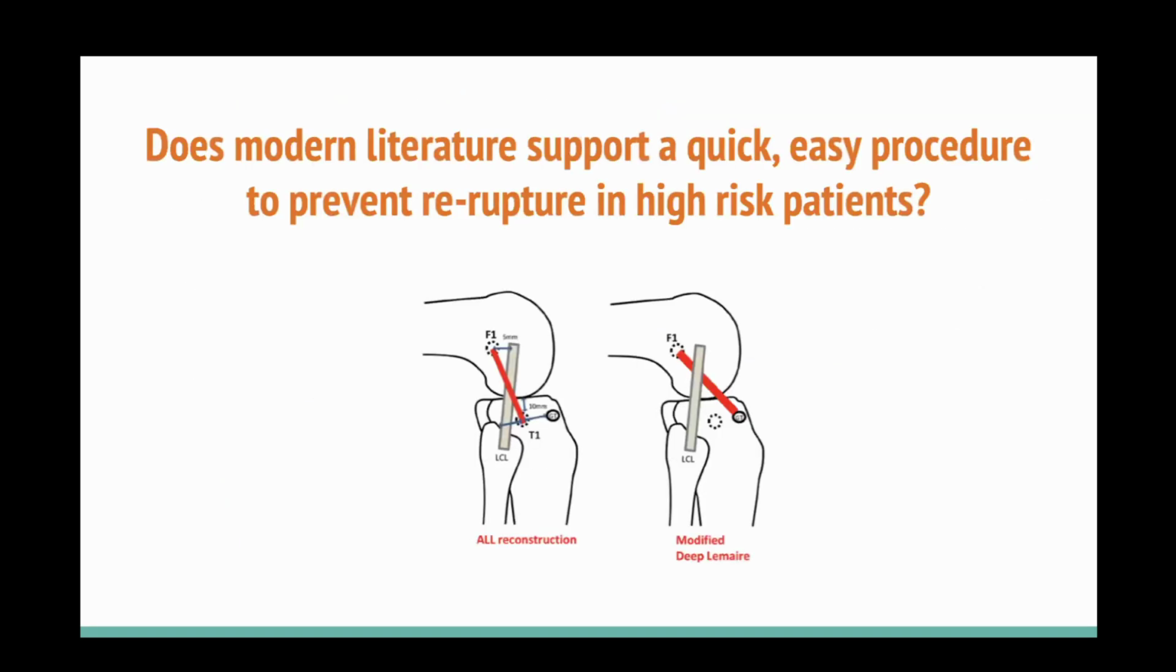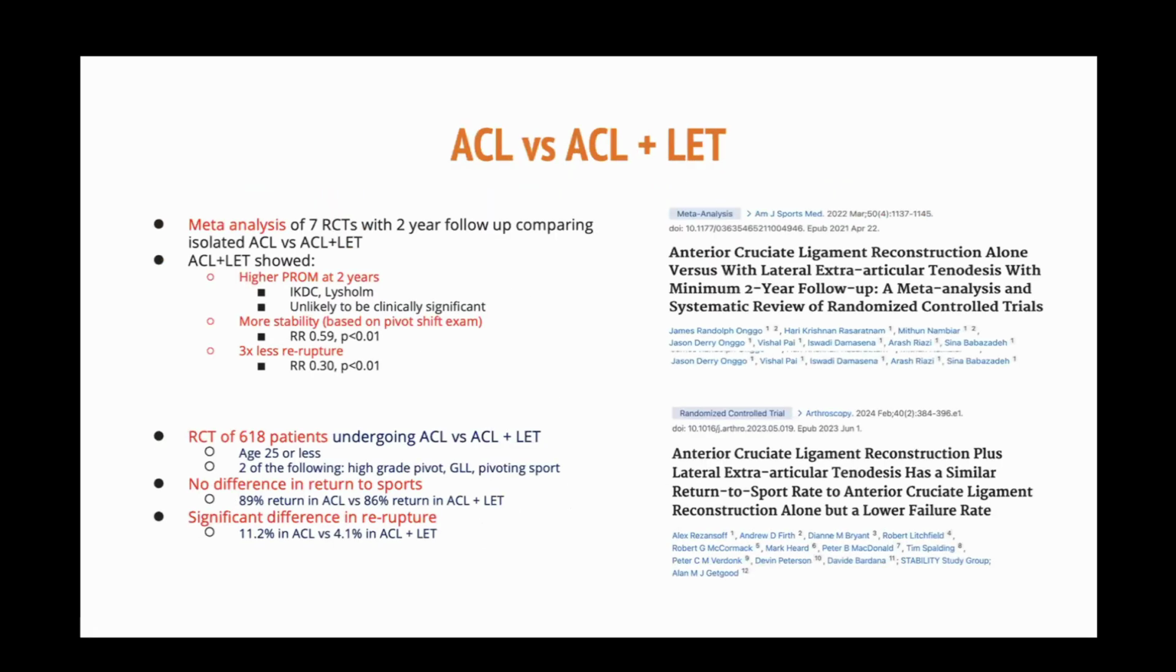So, what does the modern literature say now that we've been doing more and more of these surgeries for a little bit? Is there an easy procedure to prevent re-rupture in high-risk patients? Let's look at the LET. We now have some meta-analyses, and some with longer-term follow-up. One meta-analysis with 7 RCTs found that there are better patient-reported outcomes with LETs, more stability on pivot shift exam, and 3 times less rupture if you add the LET.